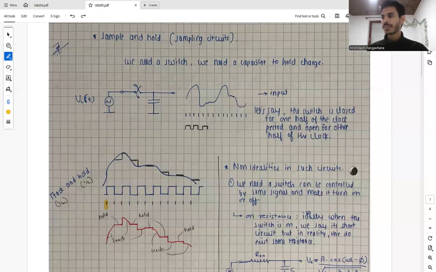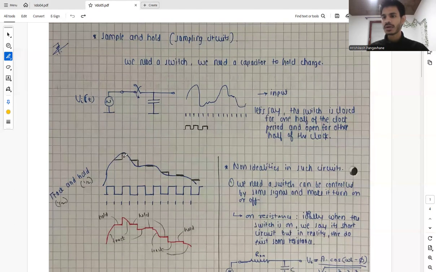So then we have our signal like this, right? So as we said, the switch is closed. So this switch will be closed in one half of the clock period. So then it will track. So when the switch is closed, the input is getting sampled on the capacitor.